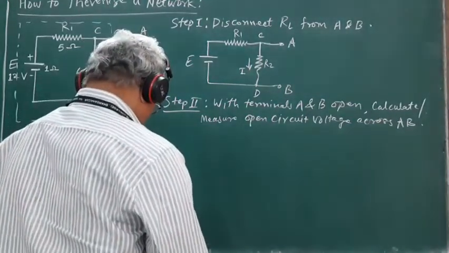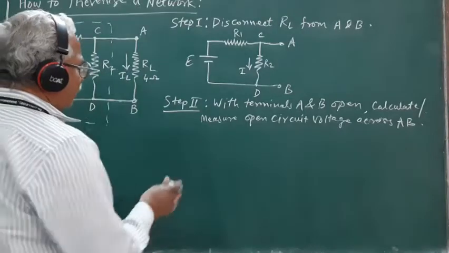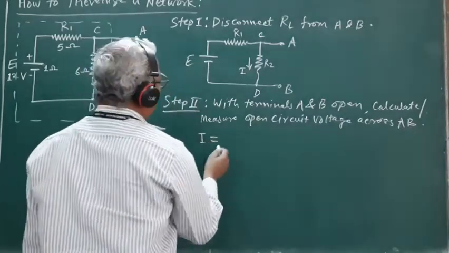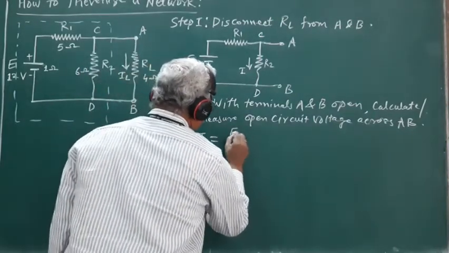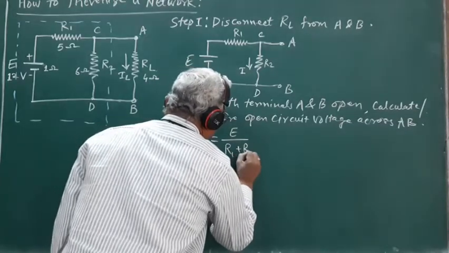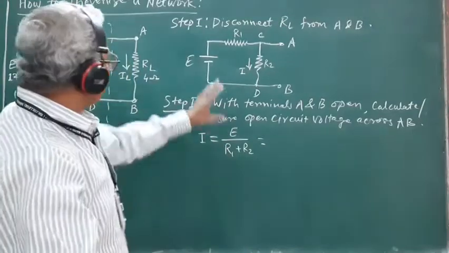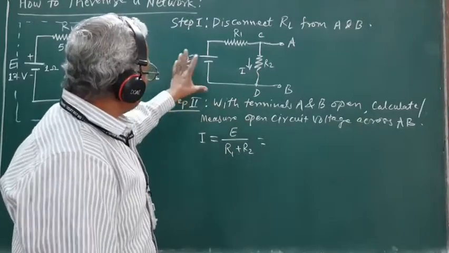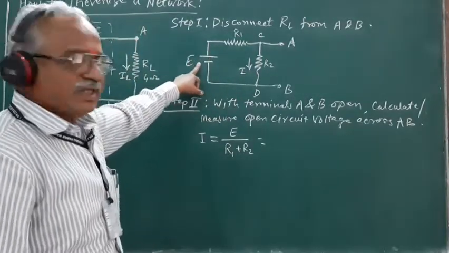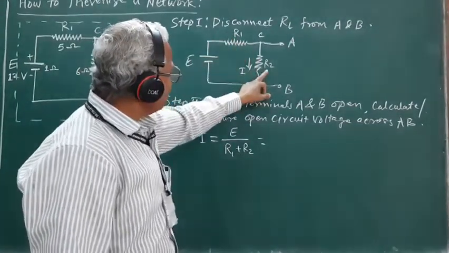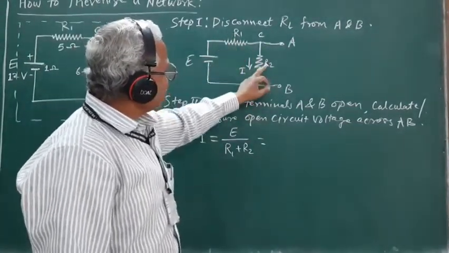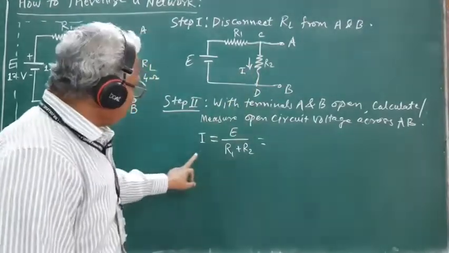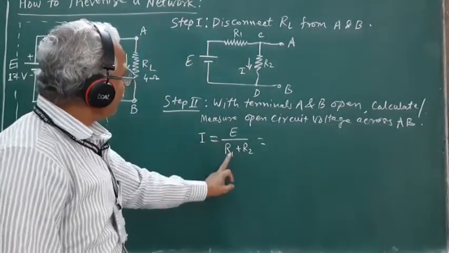In order to find out the current flowing through this resistance R2, we can calculate the current I by using the formula I is equal to E upon R1 plus R2. When this load resistance is removed from the points A and B, we have this leftover circuit. In this circuit, a source of EMF E is connected in series with the resistors R1 and R2. Since R1 and R2 are connected in series, the current flowing through R1 and R2 remains the same, and that current is given by the expression I is equal to E upon R1 plus R2.